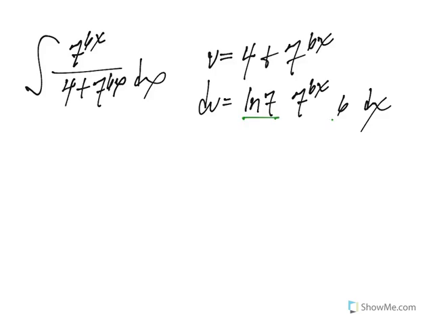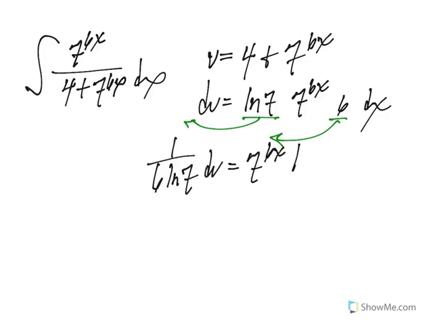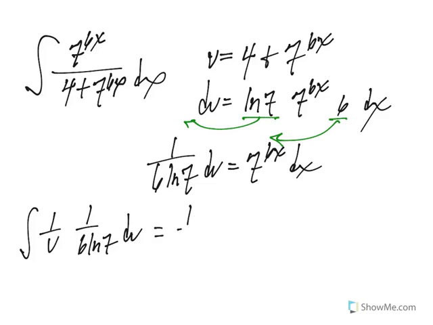What you'll notice here is ln 7 and 6 are both constants. These can go to the other side with division. This is going to give me 1 over 6 ln 7 du is equal to 7 to the 6x dx. So using those lines there, I can take the original integral and I can use substitution. This is going to give me 1 over u, and then 7 to the 6x dx turns out to be 1 over 6 ln 7 du. The 1 over 6 ln 7 can come out to the front because it is a constant multiple. That's 1 over u du.